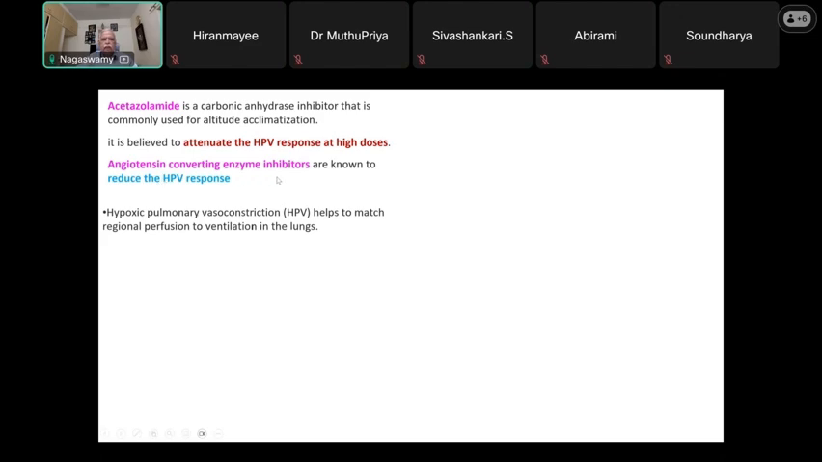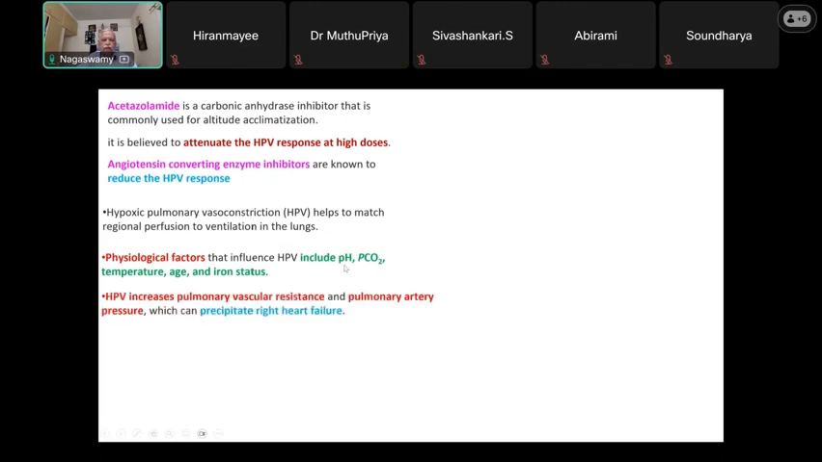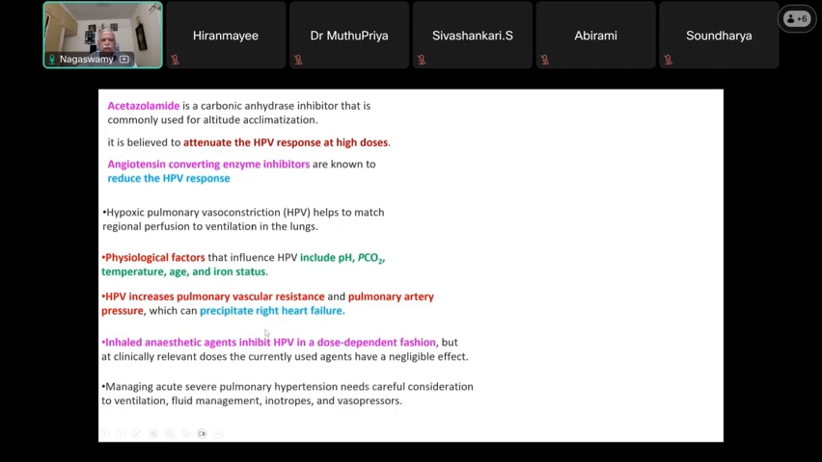And the ACE inhibitors also reduce the response. And physiological factors which affect our pH, PCO2, temperature, etc. and precipitate right heart failure. So too much pulmonary vasoconstriction and increase in pulmonary pressures, if prolonged for a long time, can precipitate right heart failure. And inhaled anesthetic agents inhibit the HPV.